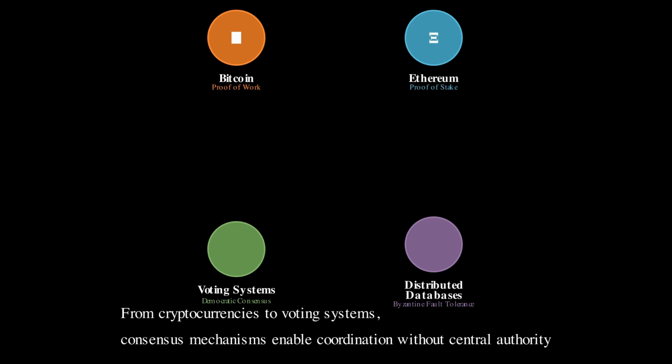From digital money to democratic process to enterprise data management, consensus mechanisms are quietly powering the transition to a more decentralized, more trustworthy digital world.